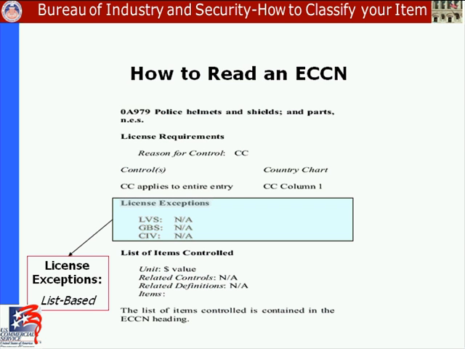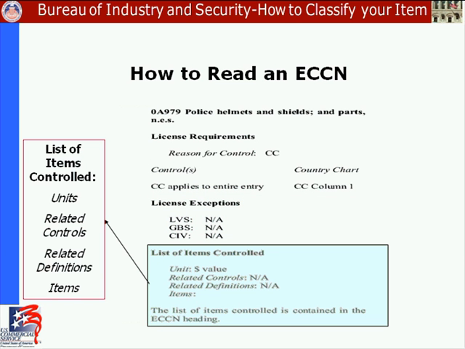Now the next segment in the ECCN number, we call the list of items controlled. In this example, you don't see it at the bottom. In other ECCN numbers, you will see at the bottom a section called items that will give you a detailed description of the items we control under this heading. But here, it just happened we don't have a detailed description. All the description is already contained in this heading.